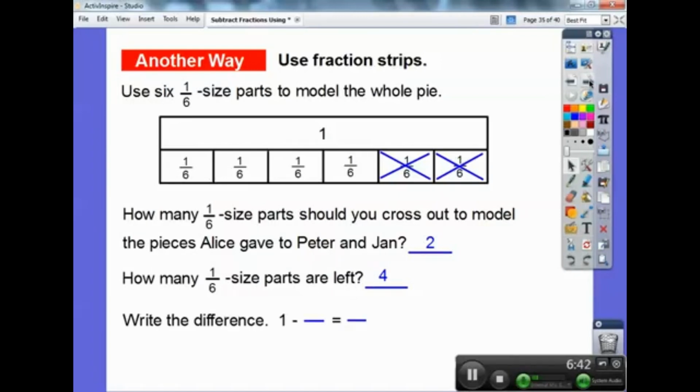So write the difference. 1 whole pie minus 2 out of 6. This 1 whole pie is actually 6 out of 6, minus 2 out of 6 is going to equal 4 out of 6. You guys see this? Can you see that 1 equals 6 out of 6? It's 6 sixths, and we take away the 2 sixths, and we're left with 4 sixths. So that's how we can subtract.